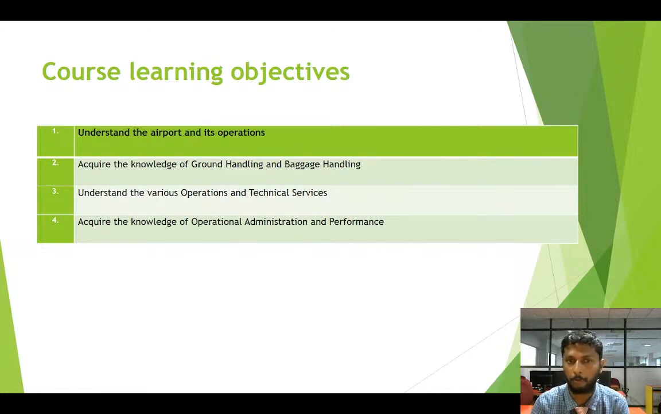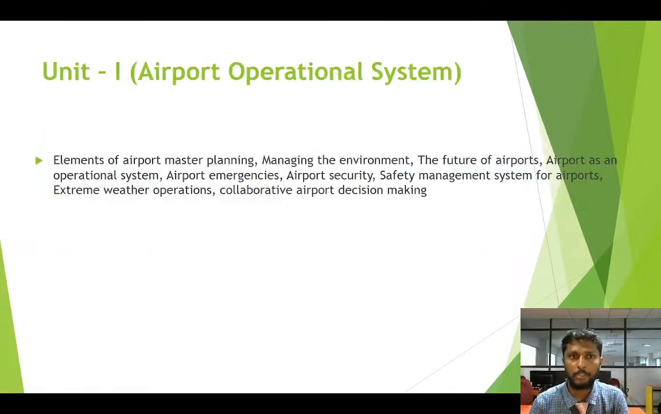So what are the performance and administration aspects? You will learn that in this subject. The first unit of airport operations is about the airport system. That is, what is planning? In planning there are two different types: design planning and master planning.